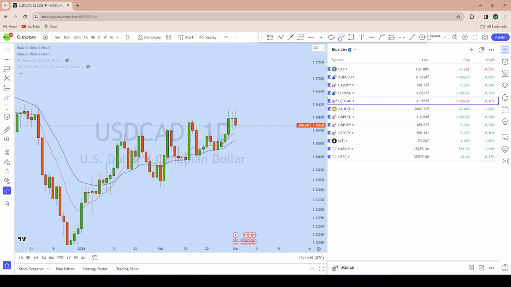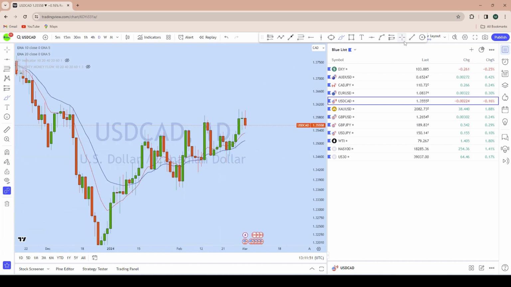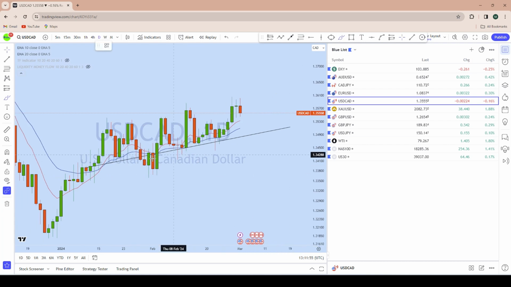Now if we look at the daily chart on dollar CAD, we can see that from the daily time frame there is a very strong bullish impulse here. What we can see is that this is the support level, and with that support, whenever the price comes down here, it bounces back to the upside to create a new higher high.